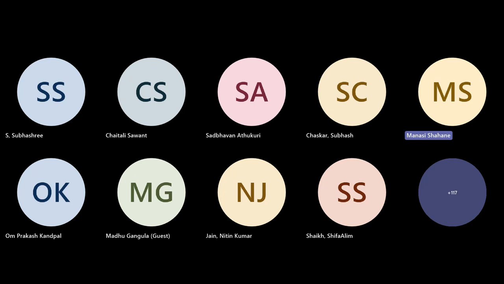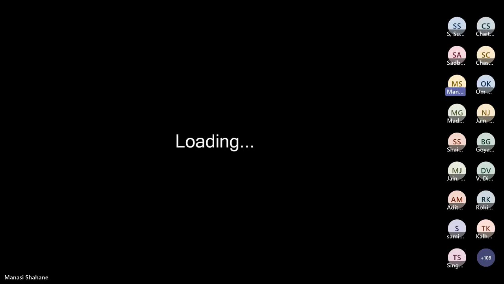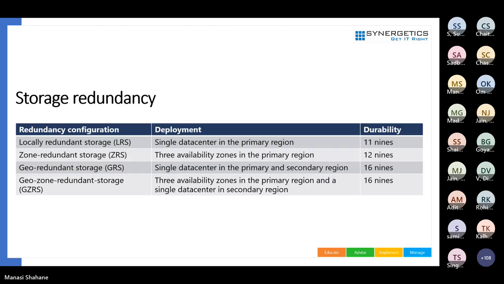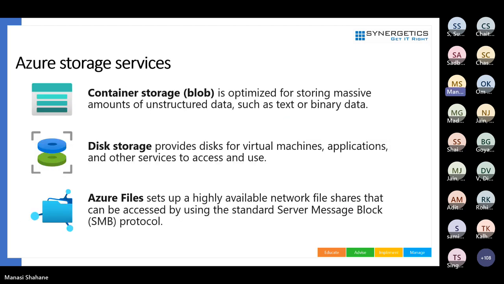So storage account is divided into four types. One is the blob storage, the other is the file storage, then we have the disk, and there are two more, that is the table and the queue storage. Okay, so these are the different services available inside the storage account service of Azure.